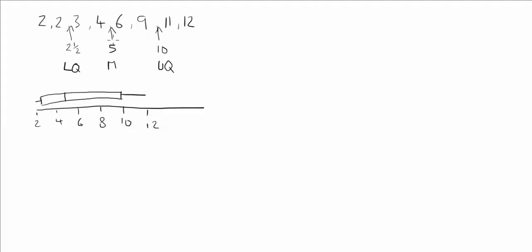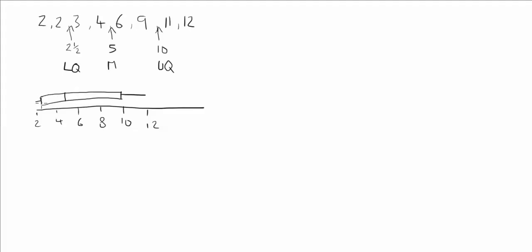I've looked for the median in the middle of the list, and then I've looked at all the numbers to the left of the median, found the middle of those to find the lower quartile, and to the right of the median and found the upper quartile. And so I've got the lower quartile, the median, and the upper quartile. And then I put this onto a box and whisker diagram.